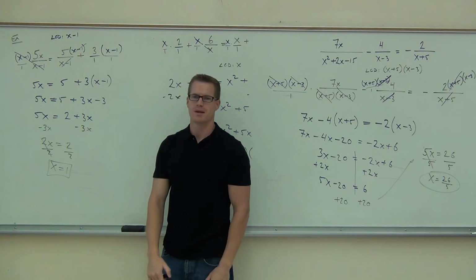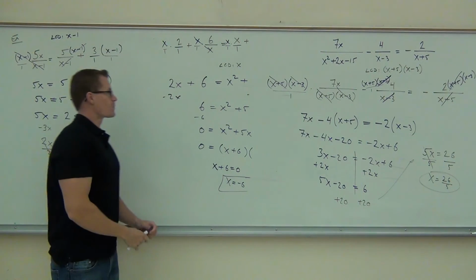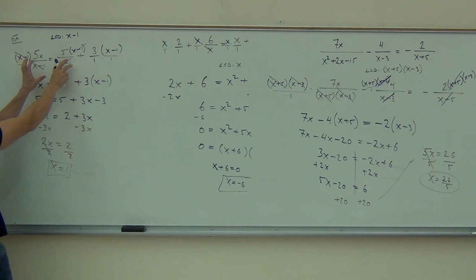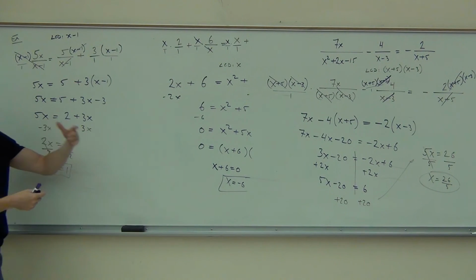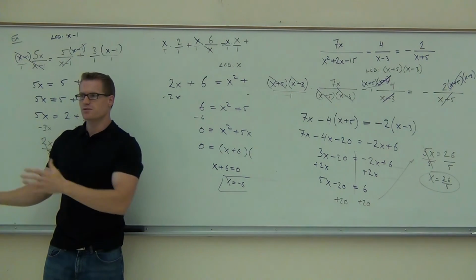Why does that happen? The answer is, when you multiply by the LCD, you're essentially moving this to the top of your fractions. You see what I'm talking about? Essentially, that's what you're doing. In doing that, you can create some false solutions. This is a false solution.